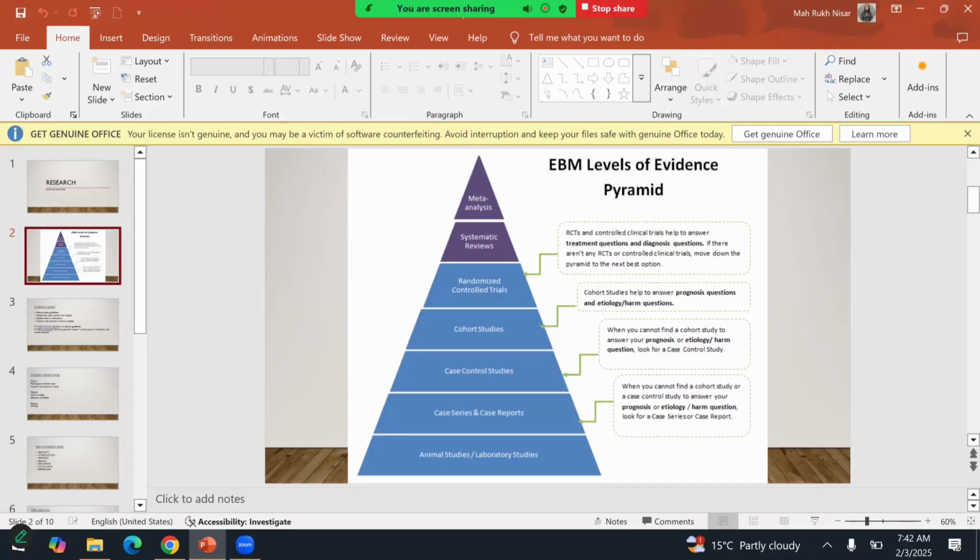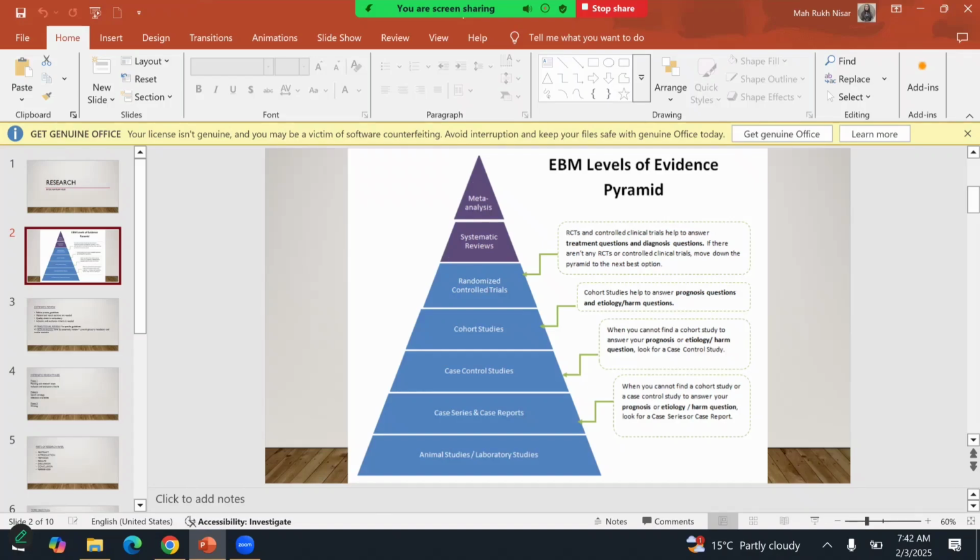So there are different types of research articles. For example, case reports, case control studies, cohort studies, RCTs. So what is this? This is the level of evidence pyramid. If you want to research the literature about a certain disease, then there are a few articles that are of highest value and there are some articles that are of the lowest value. So the articles that are on the lower side of this pyramid are the least important, and the articles that are on the top of the pyramid are most important.